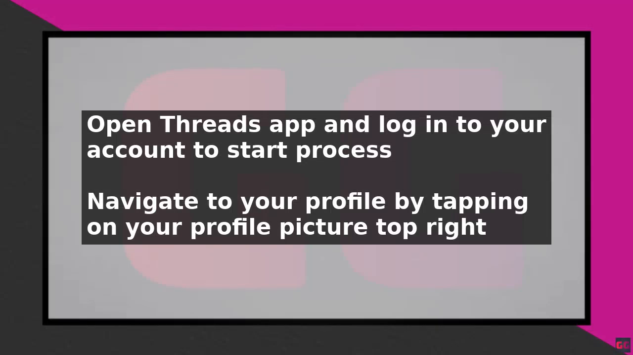To make your Threads account public, start by opening the Threads app on your device and logging into your account. Once you are logged in, navigate to your profile by tapping on your profile picture in the top right corner. From your profile page, tap on the three dots icon located in the top right corner.